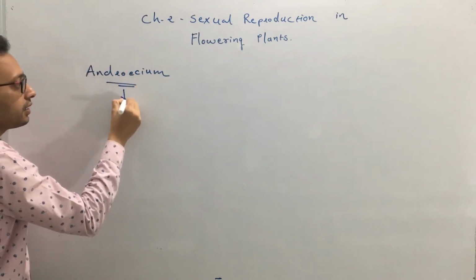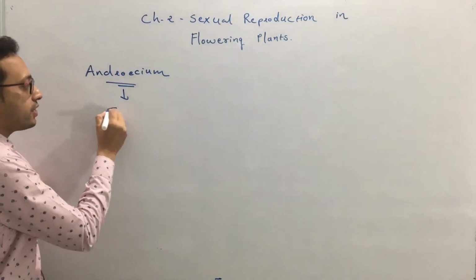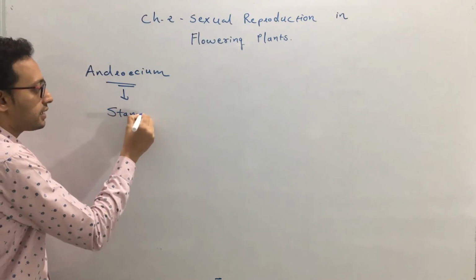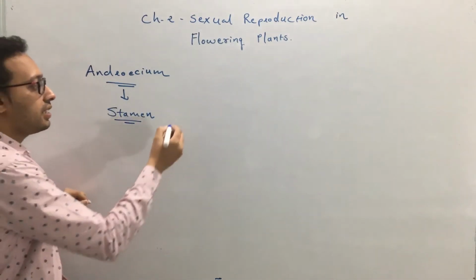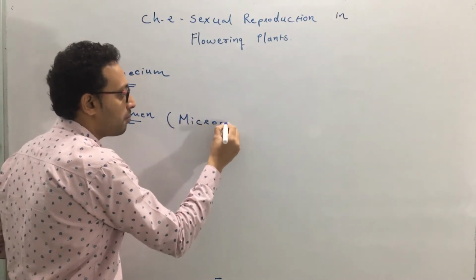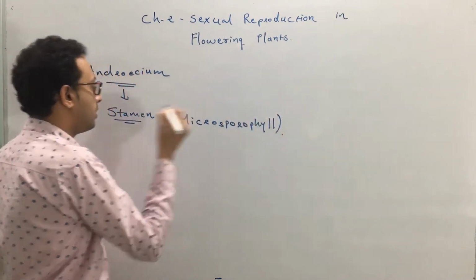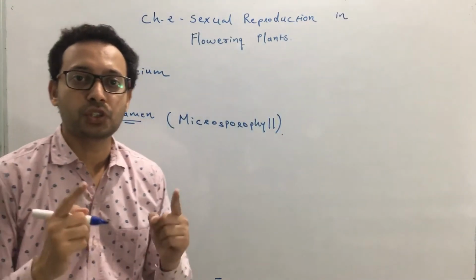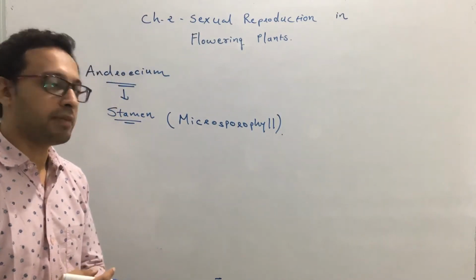And this is a whorl, a whole layer, okay? And the individual unit of this androecium is what we call a stamen, okay? Now what is another name of stamen? What we have seen in the last session, it is also called microsporophyll. Let's see the structure of stamen, how the stamen looks.